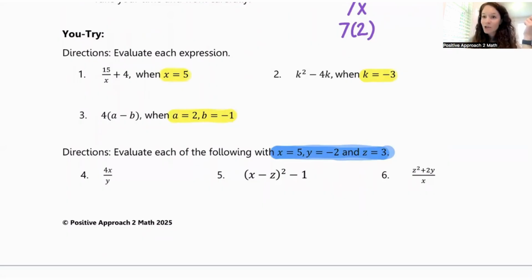Remember, when you have a fraction, treat the numerator as a set of parentheses, simplify that numerator using PEMDAS to a single number, simplify that denominator to a single number, and then divide your two numbers. Okay, this is going to round out our algebraic expressions. We'll be moving on to our next topic.